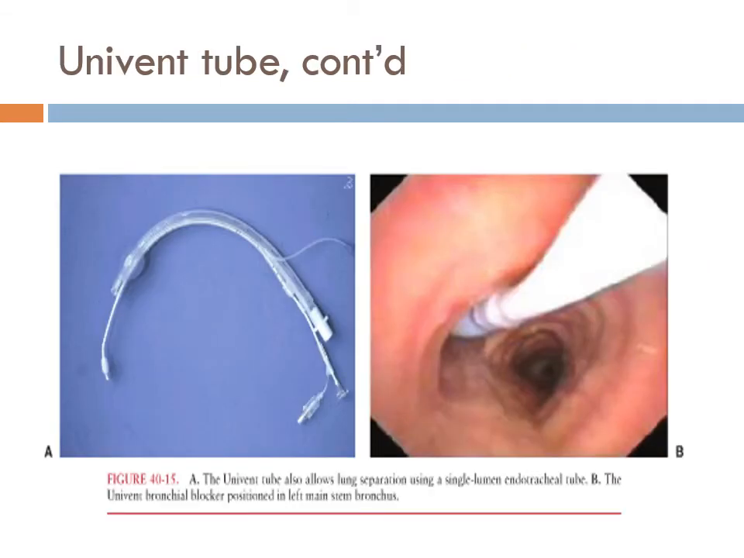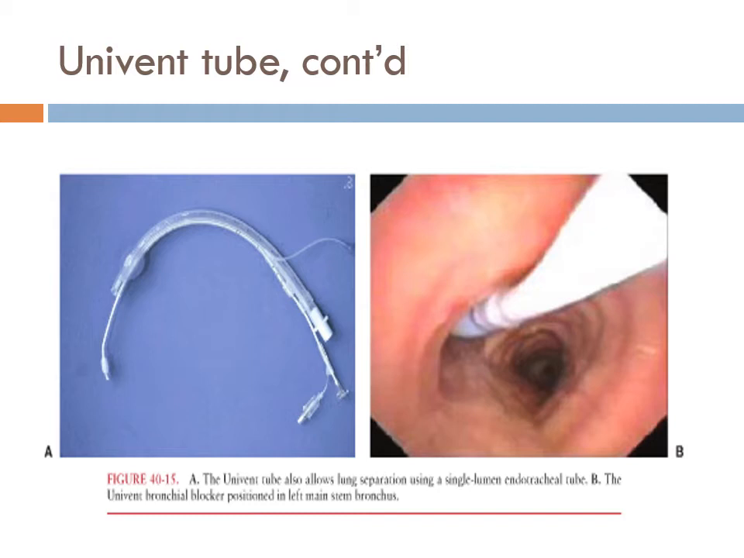The Univent again is just a special one, but you just know that this is a single lumen bronchial blocker, so you only have one cuff to put into one side to occlude that. And which side is that? It's the operative side, which is normally the non-dependent side in the lateral position.